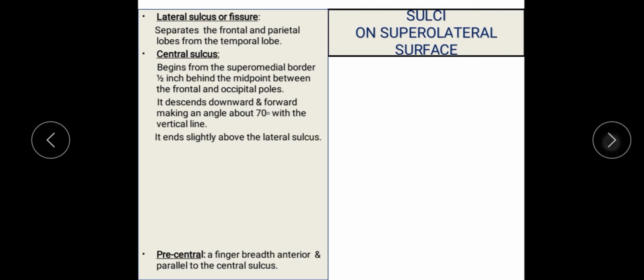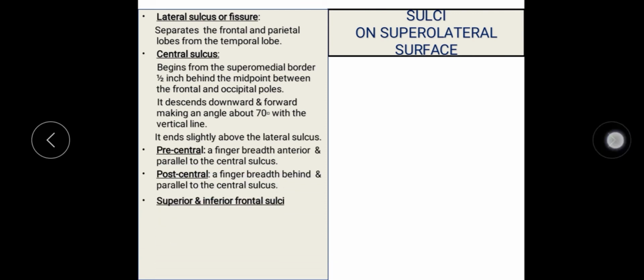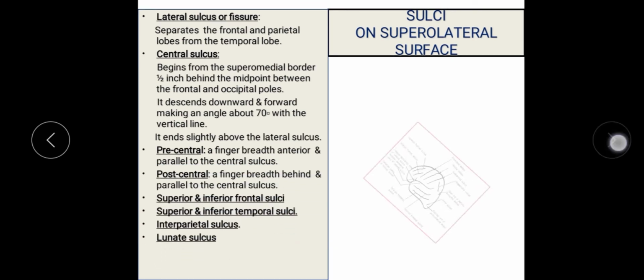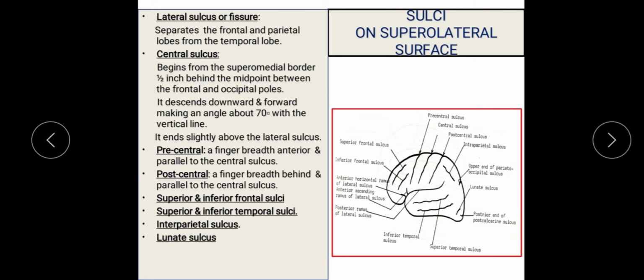Then there are different fissures and elevations on the cerebral hemisphere. This human brain is gyrencephalic. The fissure is known as sulci and the elevated part is known as gyri. First we see the sulci on the superolateral surface. There are different sulci on the superolateral surface. I will show you the diagram. This is the line diagram.